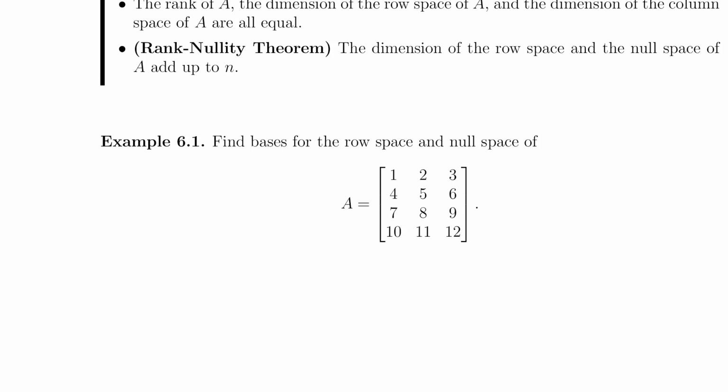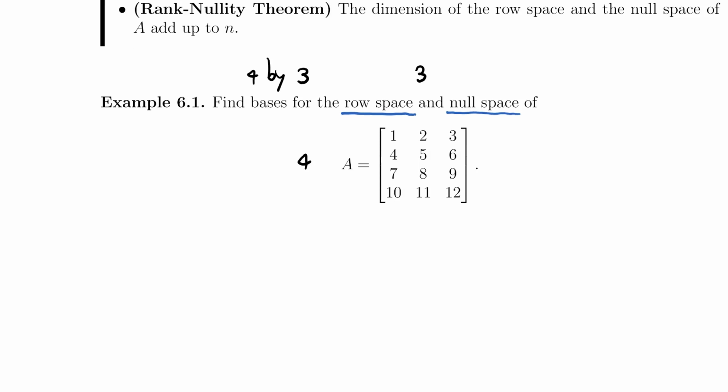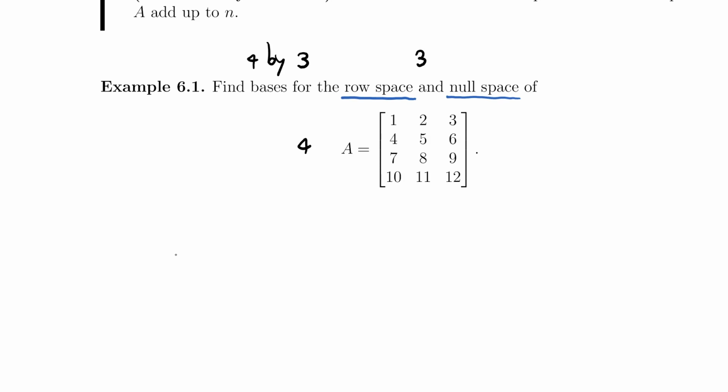I'd like to find the basis for the row space and the null space of this matrix. Note that my matrix A is a 4 by 3 matrix, so it has 4 rows and it has 3 columns. So let me start by talking about the row space.